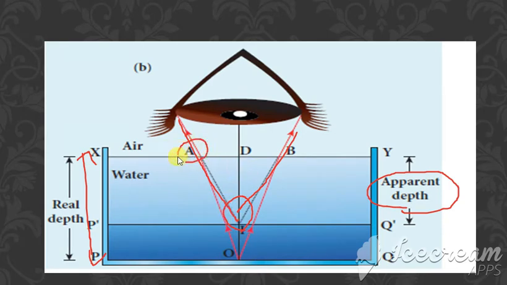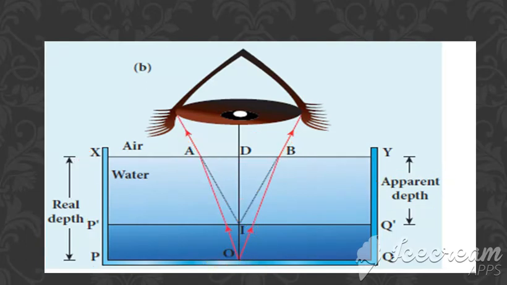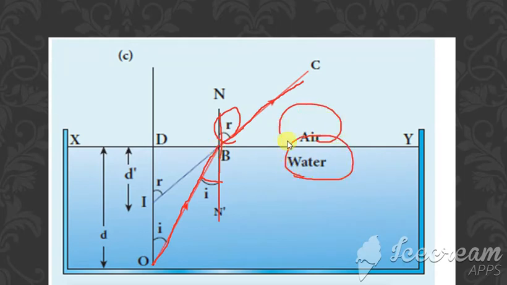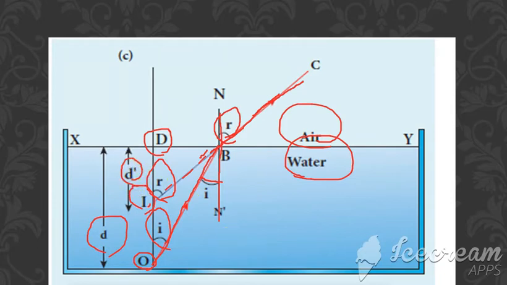Just considering these points to be A, D, B and O, and this to be I, we draw the diagram. This is the normal, this is the incident ray, marked I, and this is the refracted ray, R. This is water and this is air, is it not? This is being extended, so at this point I, the angle is R and this is I. These points are O, D, N, B, etc. This full distance is D and this distance is marked D dash.